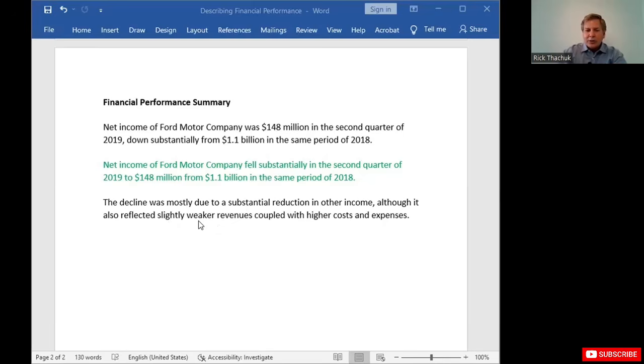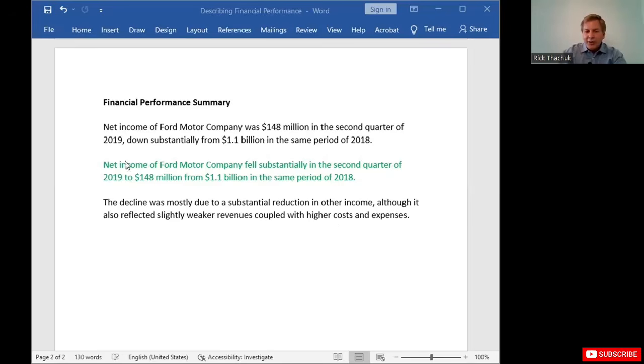You can use other words like a slight drop in revenues or a slight decline in revenues. Higher costs and expenses. So I just used higher to describe this movement. You could say an increase in costs and expenses. You could also say slightly weaker revenues coupled with lower cost efficiencies or a deterioration in cost efficiency. All of that would be acceptable.